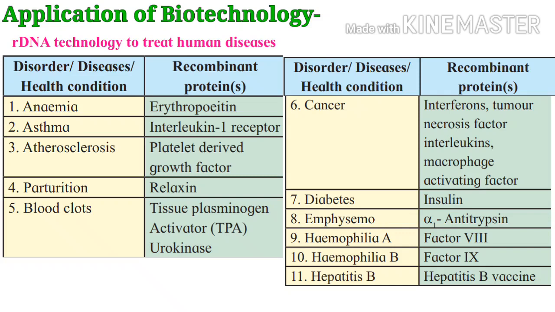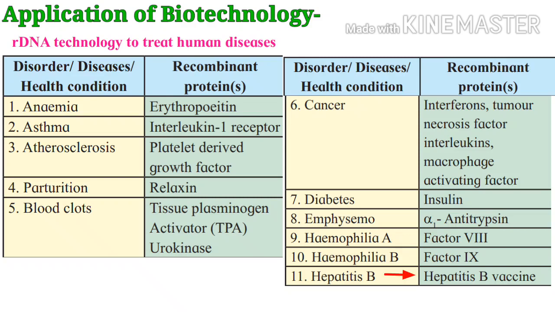The next example is hemophilia A. You know that hemophilia is a genetic disease in which blood does not clot properly. In hemophilia A, factor 8 is a blood clotting factor. Factor 8 is developed by recombinant DNA technology. Then for hemophilia B, there is factor 9. Factors 8 and 9 are blood clotting factors, and these factors can be developed by recombinant DNA technology.